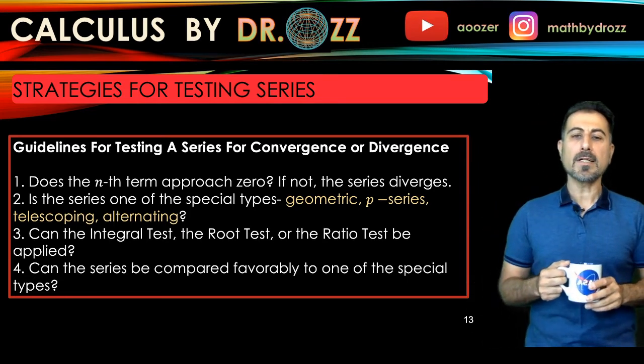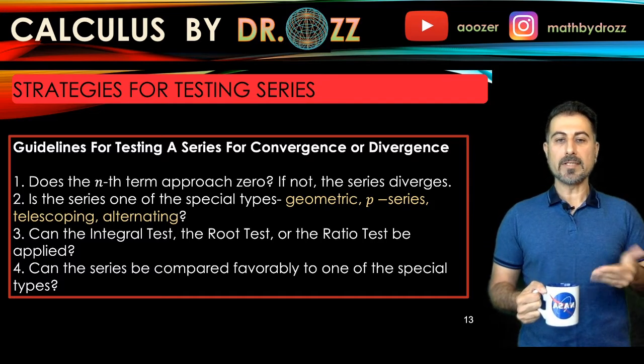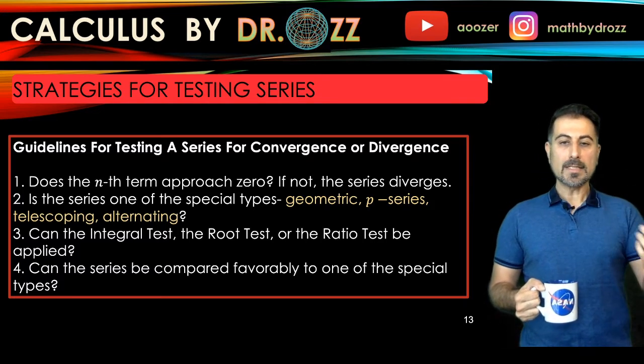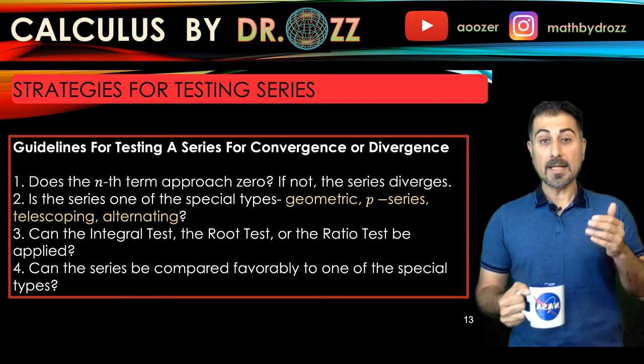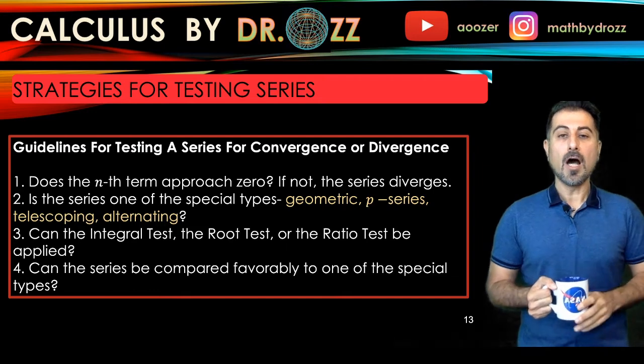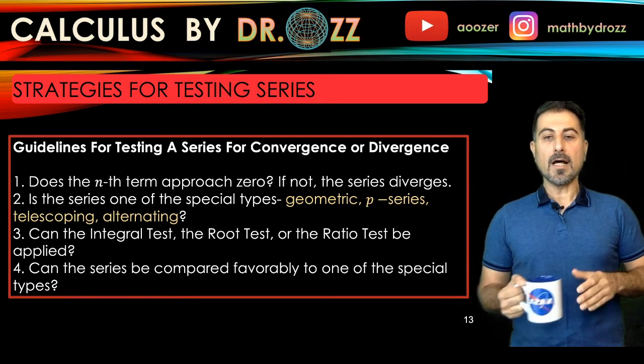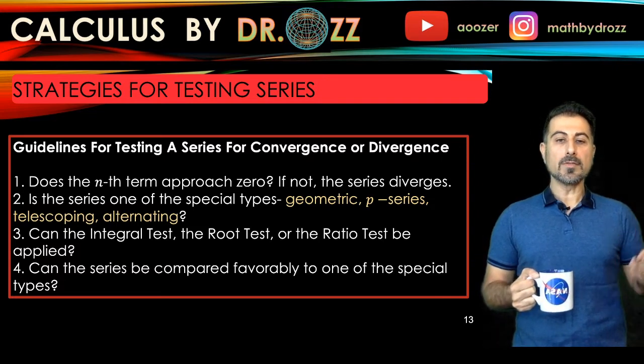The second thing to check is whether the given infinite series is a known series like geometric, P, telescoping, or alternating. If that's the case, we have a strategy for each type of known series. If the given series is not one of those, then can the integral test, root test, or the ratio test be applied?